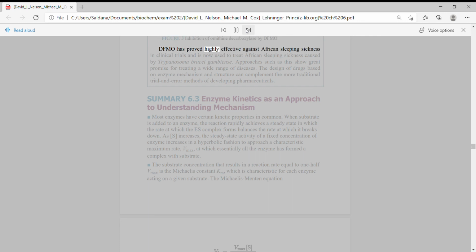DFMO has proved highly effective against African sleeping sickness in clinical trials, and is now used to treat African sleeping sickness caused by Trypanosoma brucei gambiense. Approaches such as this show great promise for treating a wide range of diseases. The design of drugs based on enzyme mechanism and structure can complement the more traditional trial and error methods of developing pharmaceuticals.